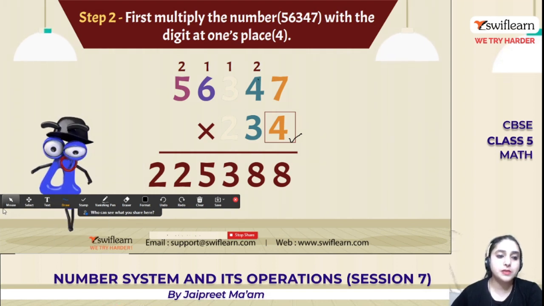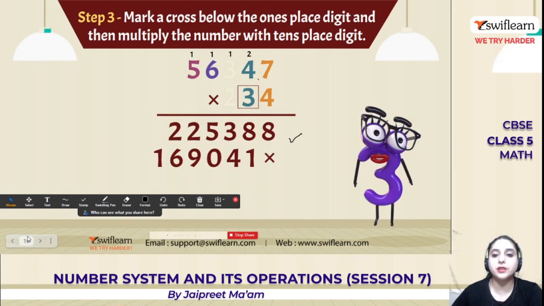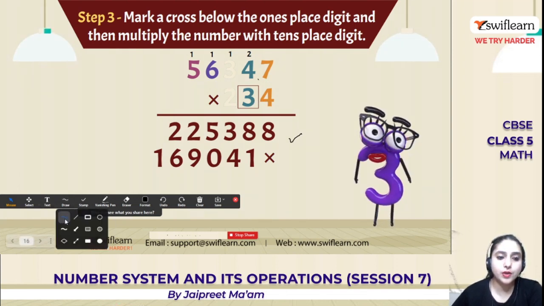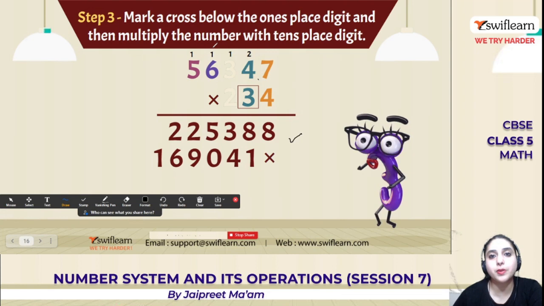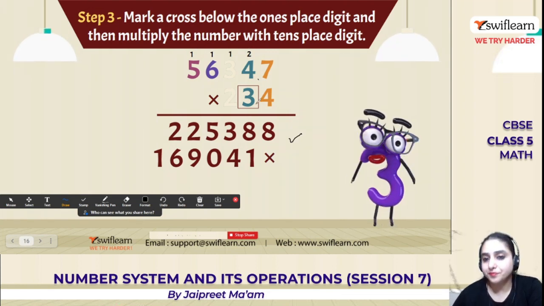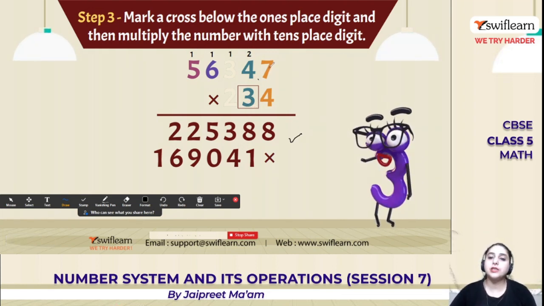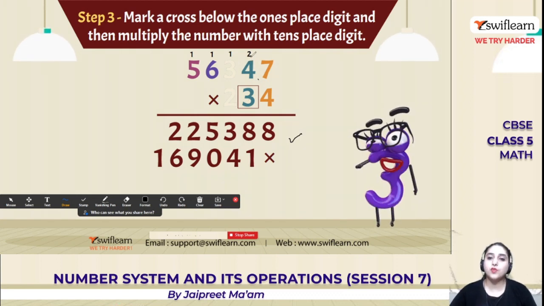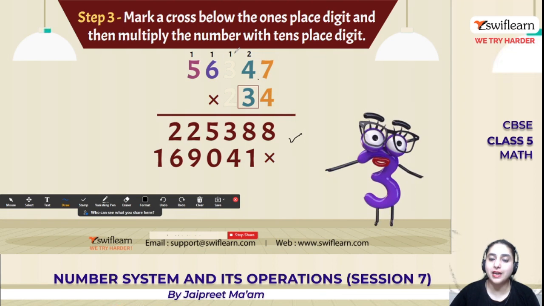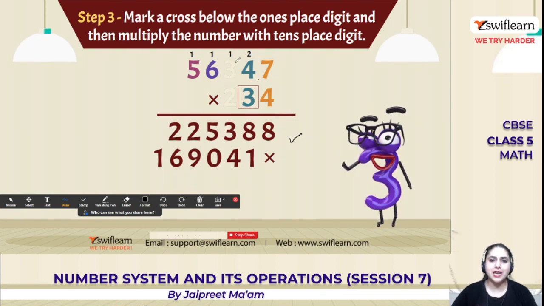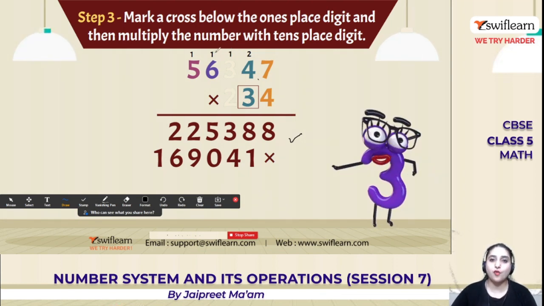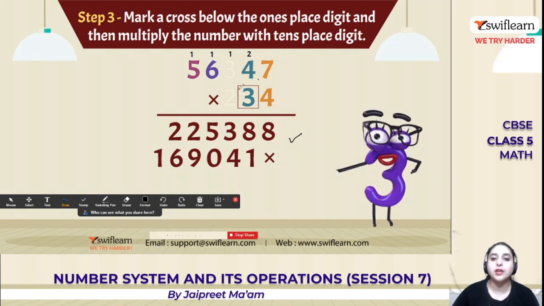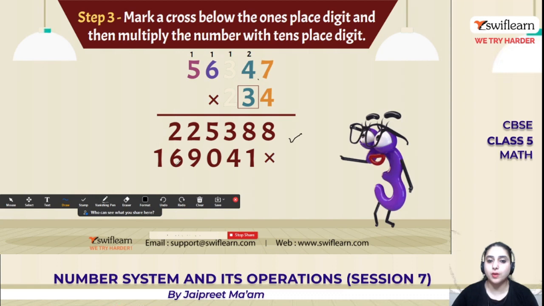Now the next step is to multiply the number at the tens place. So it's 3 over here. 3 times 7 is 21. And don't forget to erase the previous carry, otherwise it will create a mess. 3 times 7 is 21. 2 will be carried forward. 3 times 4 is 12 plus 2 makes 14. 1 carry forward. 3 times 3 is 9 plus 1 makes 10. 1 carry forward. 3 times 6 is 18 and 1 makes 19. 1 carry forward. 3 times 5 is 15 plus 1 makes 16.